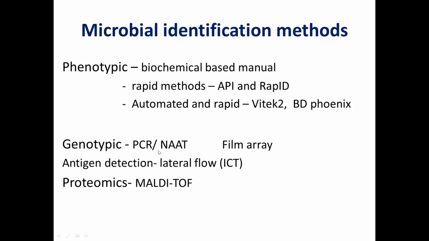Genotypically, we know PCR and nucleic acid amplification tests. Nowadays PCR, related to COVID-19, and FilmArray, are multiplex PCR platforms in the same one. For antigen detection, again due to COVID-19, we now detect antigens. Lateral flow immunochromatography tests can be used as a rapid identification method, as point of care tests. And for proteomics, we use MALDI-TOF, using proteomic characteristics for identification. Thank you.